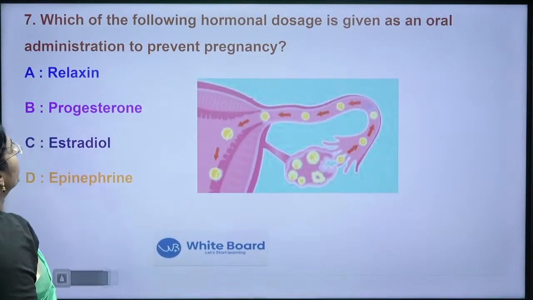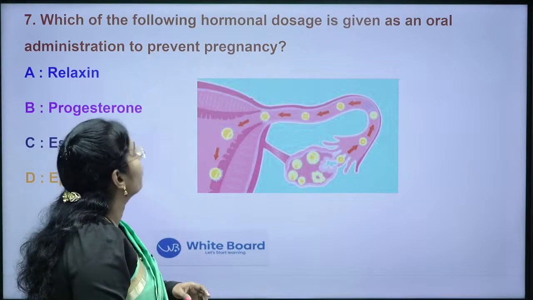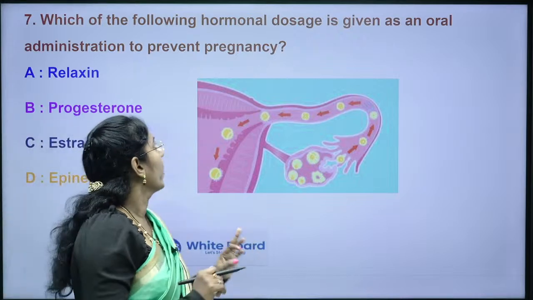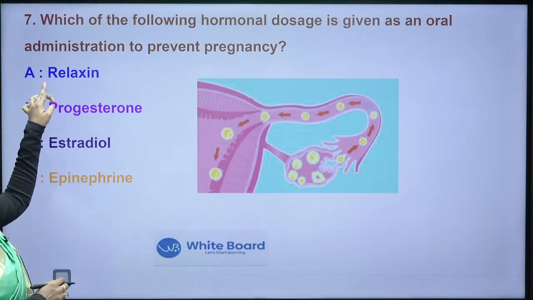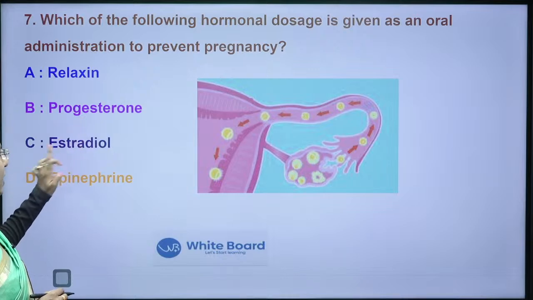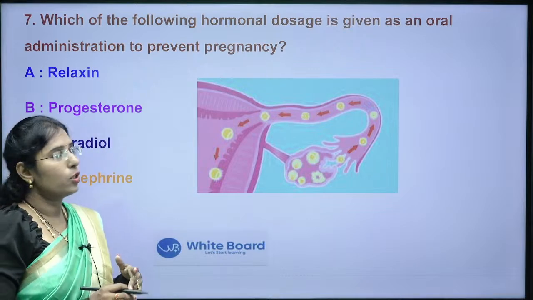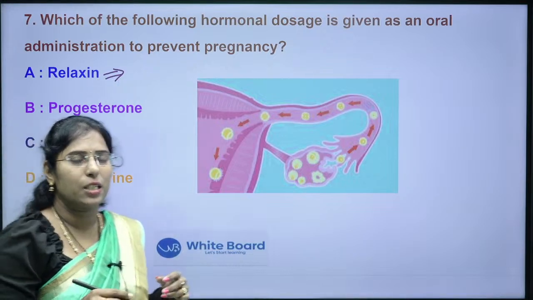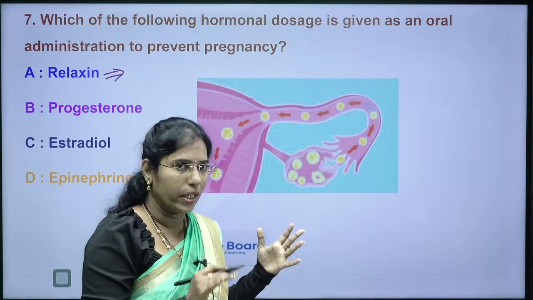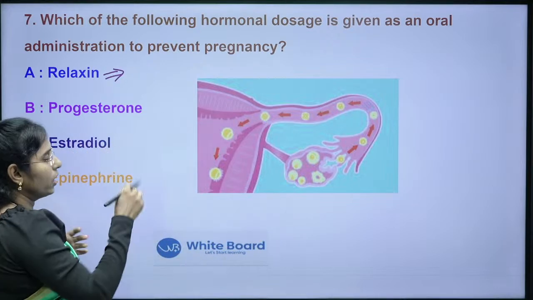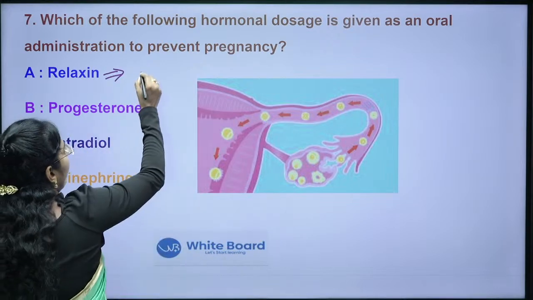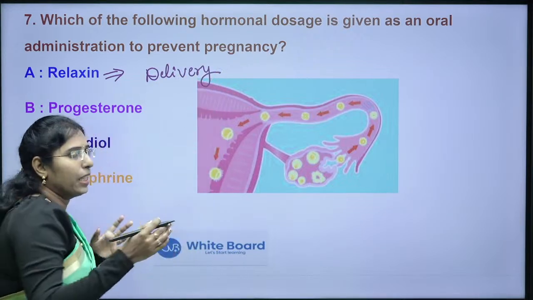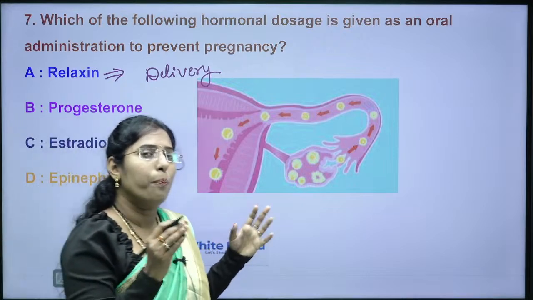Coming to the next question, question number 7. Which of the following hormonal dosages is given as an oral administration to prevent pregnancy? What are the four options here? Relaxin, progesterone, estradiol and epinephrine. So what is relaxin? Relaxin is a hormone produced by the ovaries, and it mainly helps during labor or delivery, by relaxing the ligaments and muscles of the pelvis.